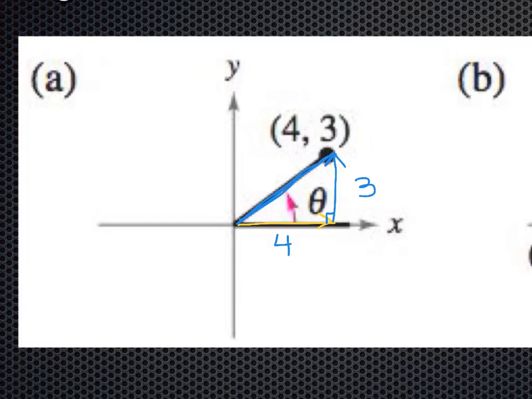Hopefully you remember that this would be one of your Pythagorean triples, and so 3, 4, the missing side is 5. If you don't, you can always use the Pythagorean theorem to find it. Now we need to find the 6 trig functions.